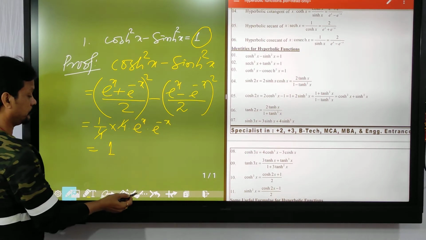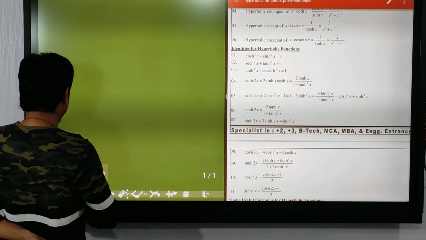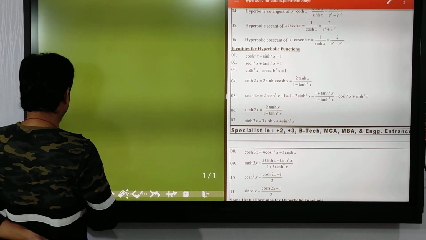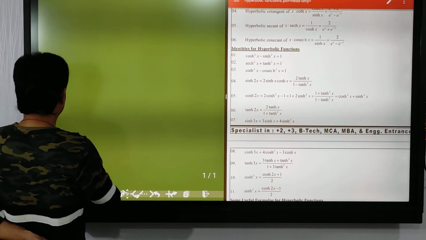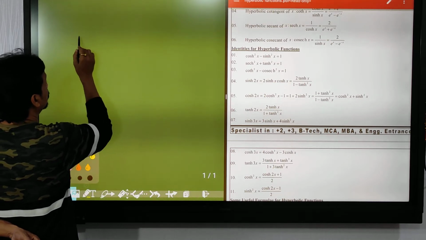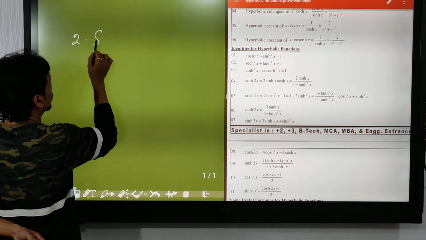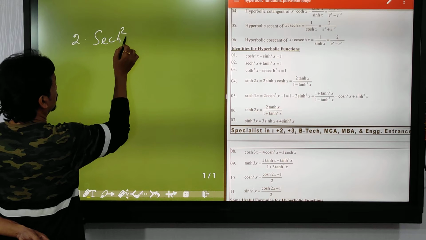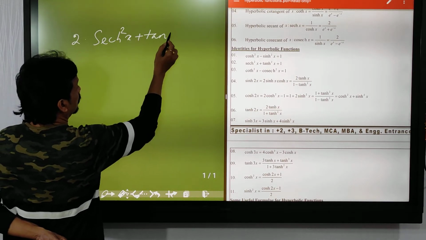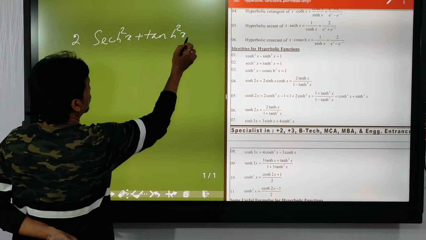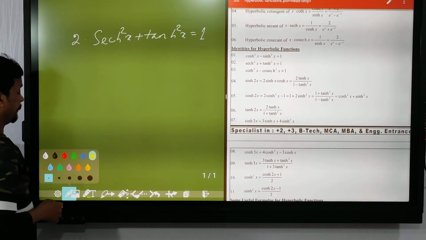Clear? Now see here, the second identity. Number 2, sech square x plus tanh square x is equal to 1. So how to prove this one?